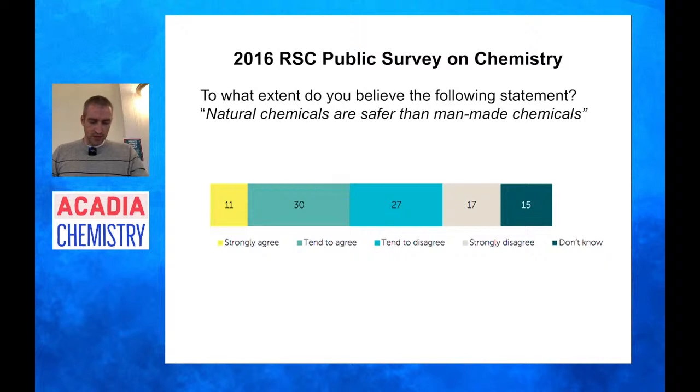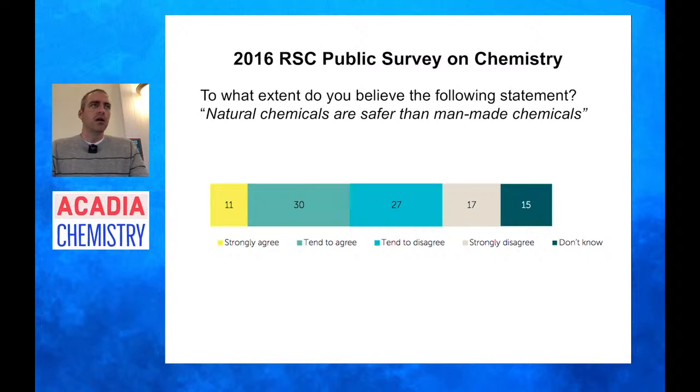All right, we did that question. This is the results of a survey that was done just in 2016 by the Royal Society of Chemistry. So this is in England. And they asked average people, not chemists, just random people, to what extent do you believe the following statement? Natural chemicals are safer than man-made chemicals. 11% strongly agree, 30% tend to agree.